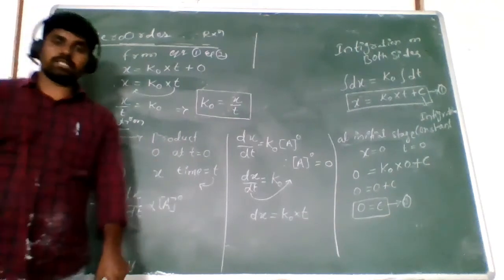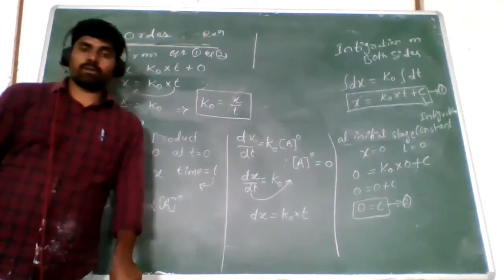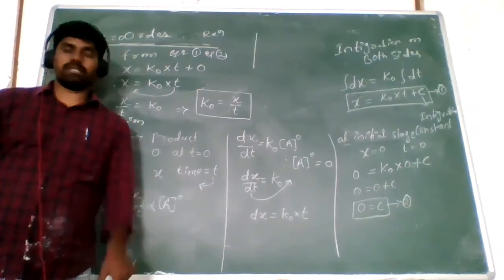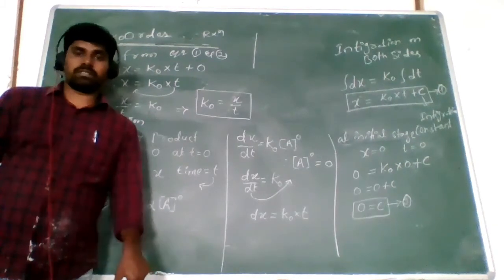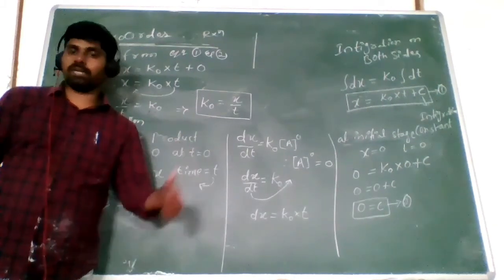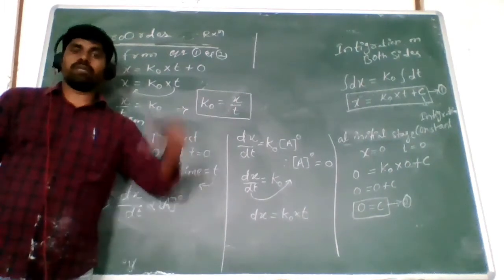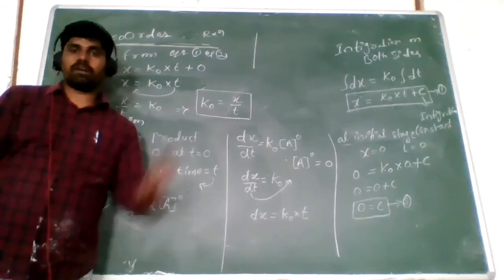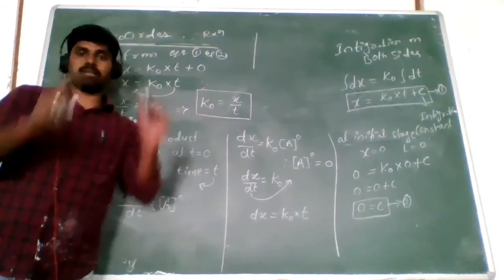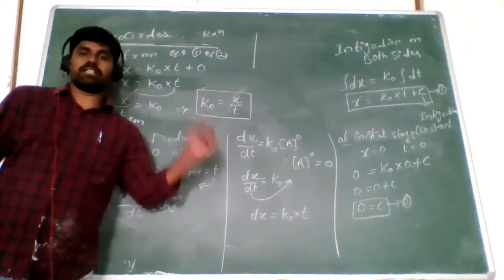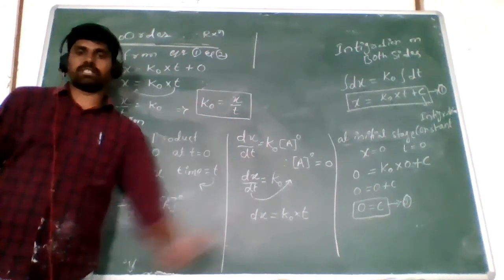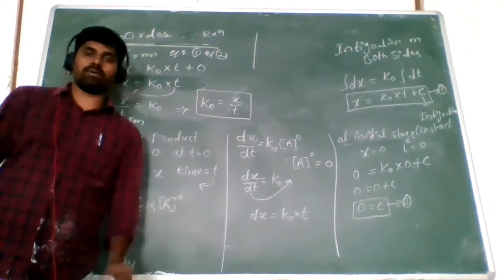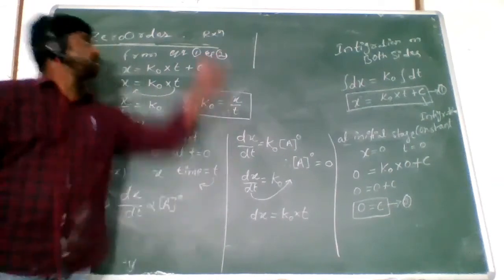What is the order of reaction? Order of reaction means the sum of the powers of the concentration terms. How can we define that? The sum of the powers of the concentrations of the reactants is the order of reaction. Each reactant has a concentration term with a power, and when you add those power values, you get the order of reaction.